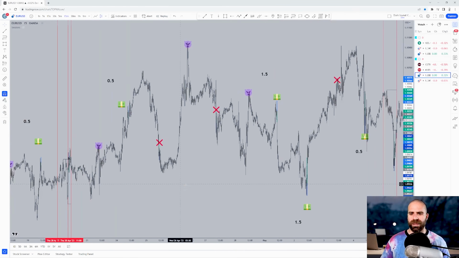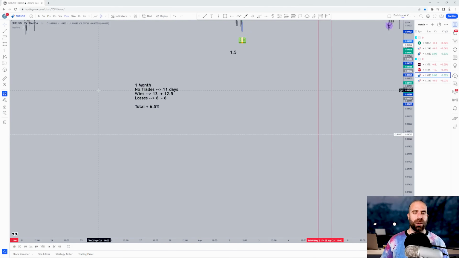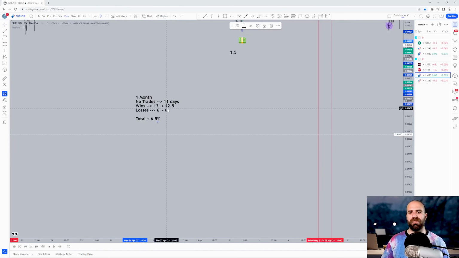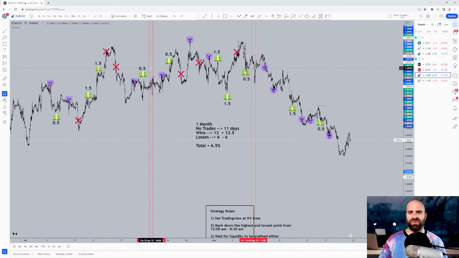This was the strategy, and of course it gives spectacular results for such a simple strategy in 1 month. I'm not allowed to go further back in time. I would love to backtest this strategy for way longer, but in 1 month it is giving 11 days with no trades at all because our criteria were not being fulfilled. So then you have 13 wins, which gave us a total return of 12.5%, and then you have 6 losses, which are of 1 unit, which is -6. So we have a total of a plus 6.5%. Okay, and here I think I had a 0.5 when in reality it was 1.5.